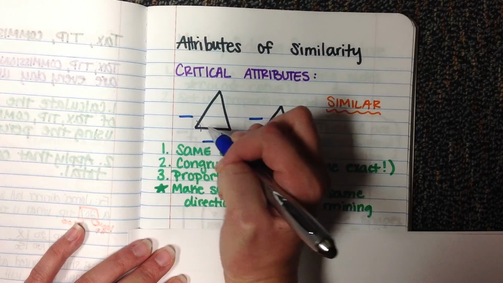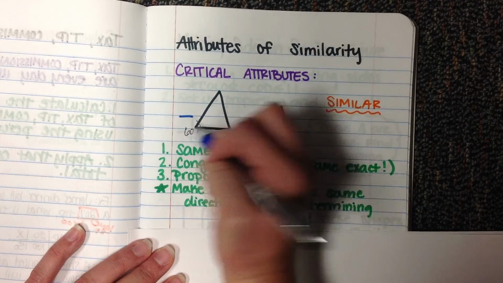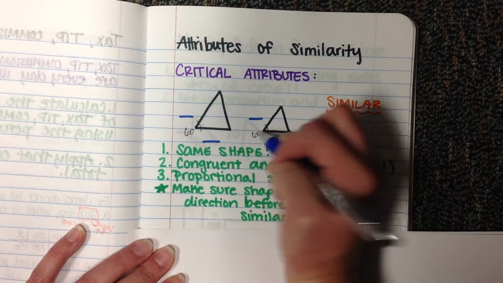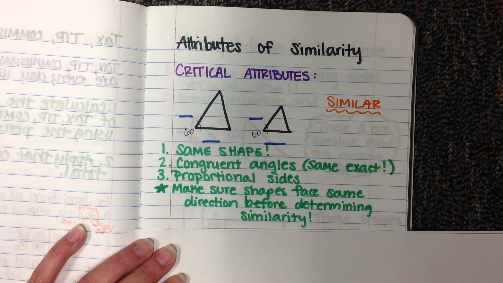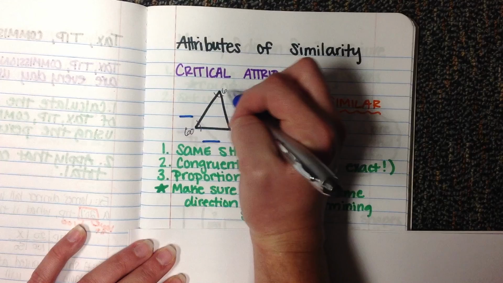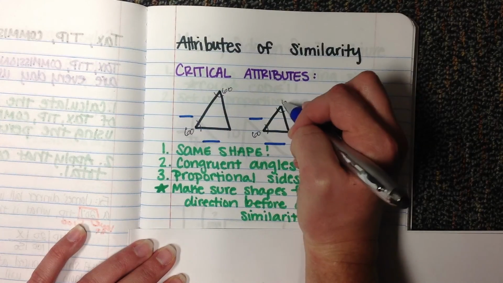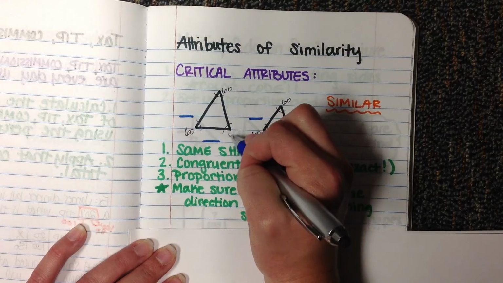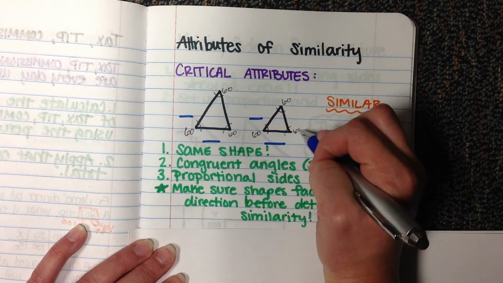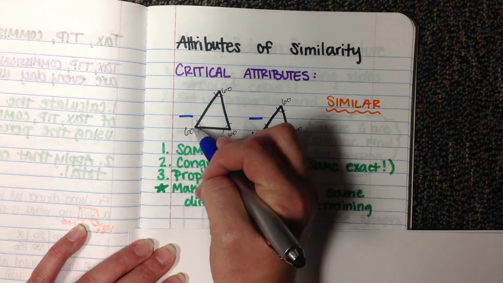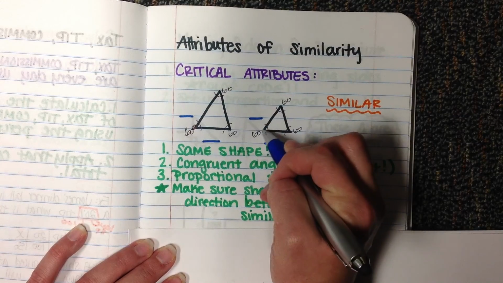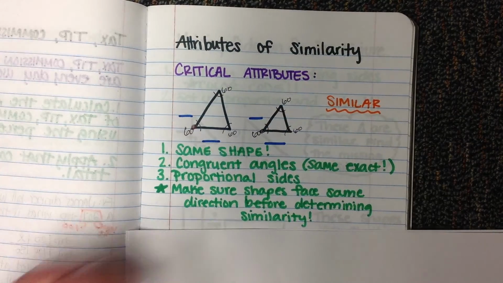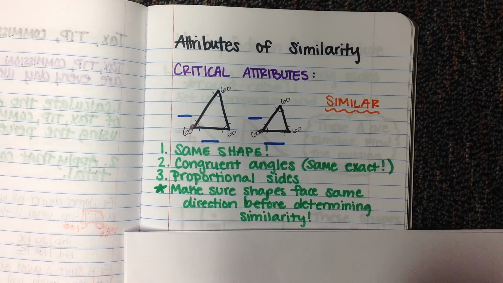So if this angle is 60, then this angle has to be 60 for them to be similar. If this angle is 60, then this angle has to be 60 for them to be similar, and if this angle is 60, well then this one does as well. Notice the angles that are in the same position are the ones that have to be similar.